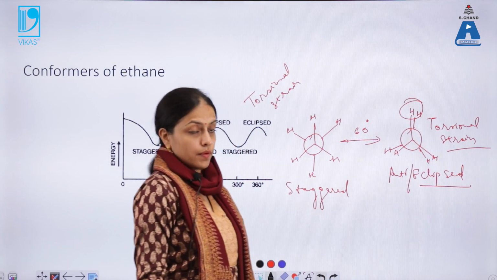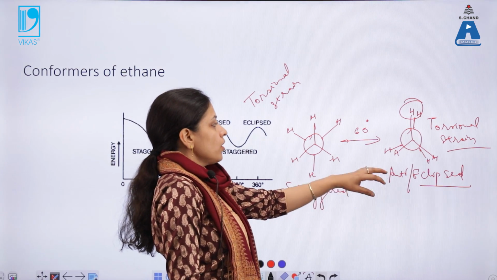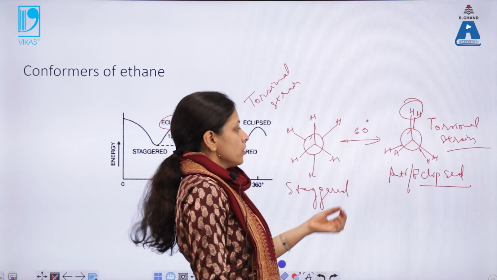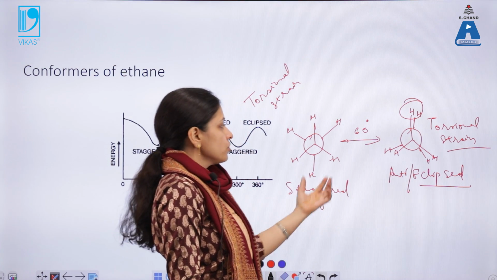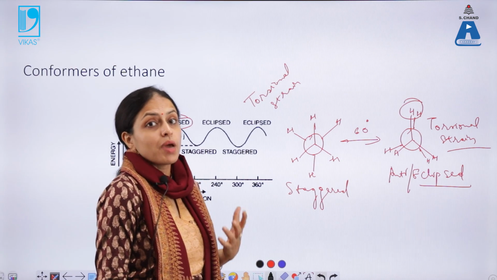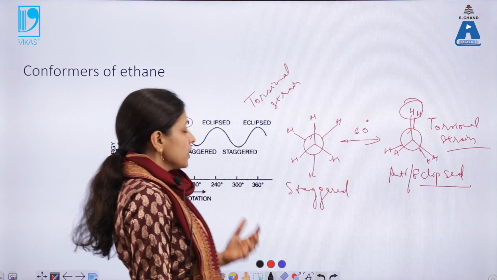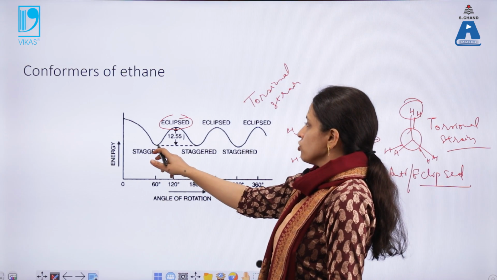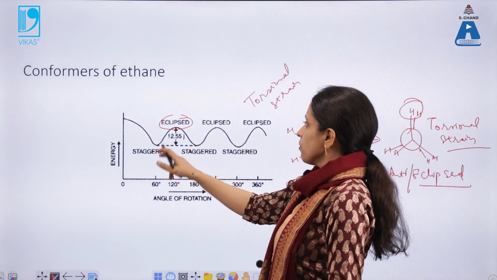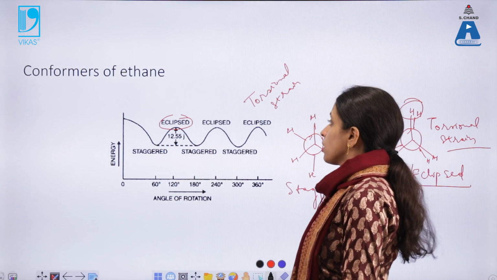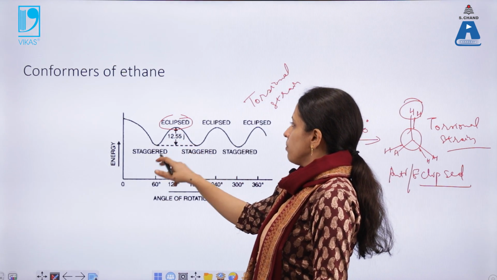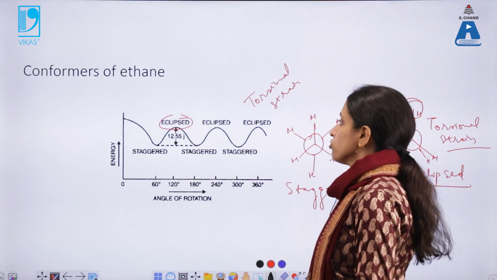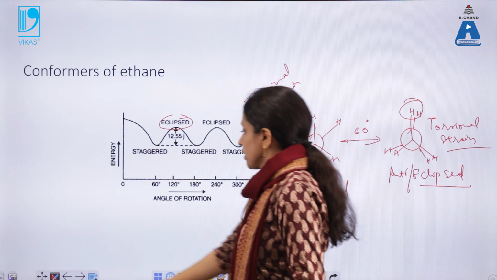When the conformer of ethane changes from the eclipsed to the staggered conformation, it attains maximum stability. Therefore, in the energy diagram you can see that the staggered conformation is at the energy minimum, while eclipsed is at the maximum. The staggered one is more stable than the eclipsed by some 12 kilojoules per mole. That's quite a substantial amount.